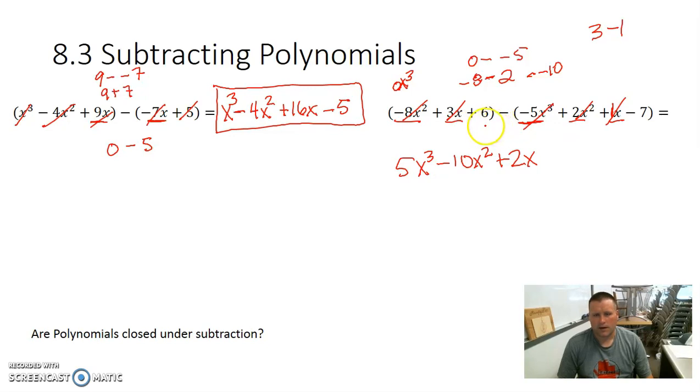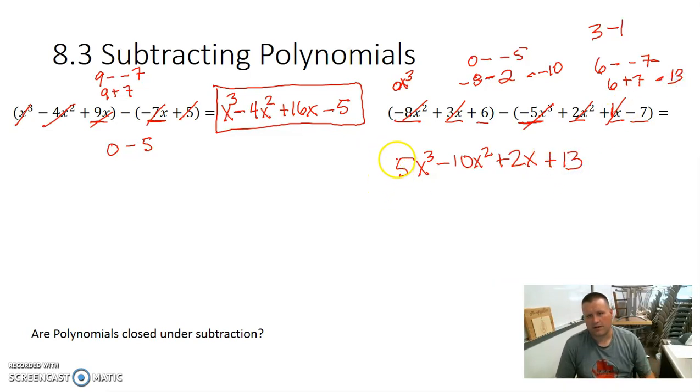And I've got one last like terms to combine. I've got my constants. So I've got 6 and negative 7. So we're going 6 minus a negative 7. And minus a negative becomes positive. So this will be 6 plus 7, which will give me 13. So I go plus 13 here.